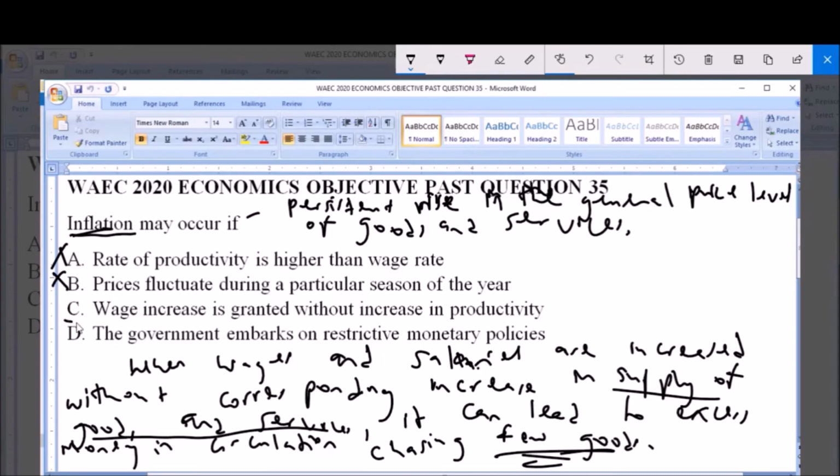So option C, wage increase is granted without increase in productivity, is linked to inflation and is the correct answer to this question. The government embarks on restrictive monetary policies, which is option D, is usually done to prevent inflation. So it is not the correct answer to this question. So option C, as we have rightly established, is the correct answer to this question.